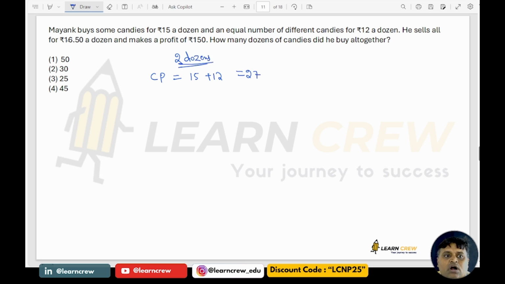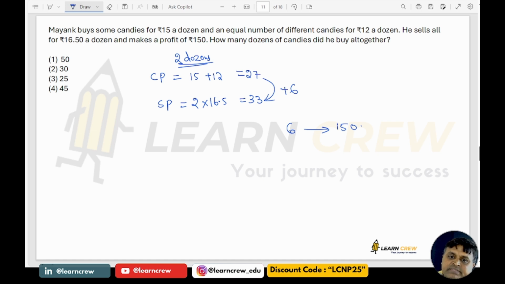And he sells all for 16.5 rupees a dozen. So he is selling 2 dozens at the rate of 16.5. That is 33 rupees. He makes here a profit of how much? 6. This 6 is given as 150.